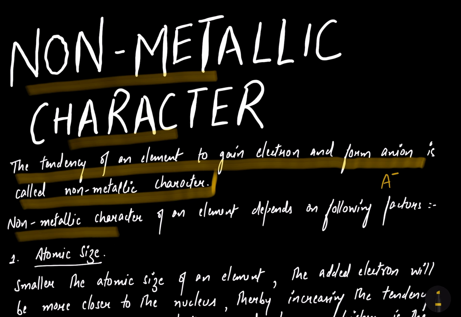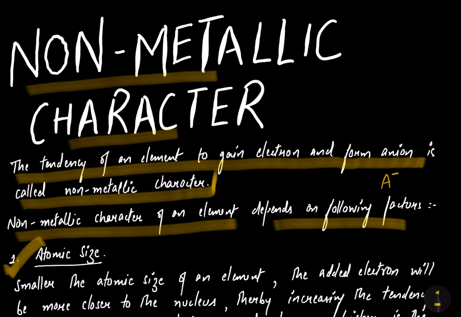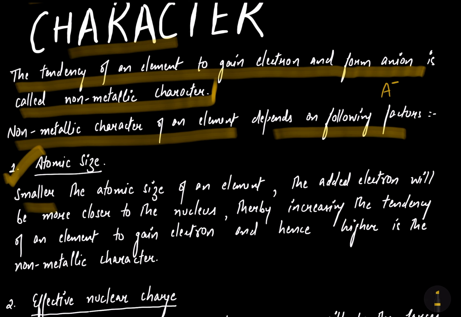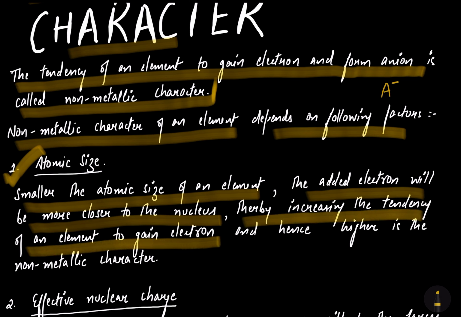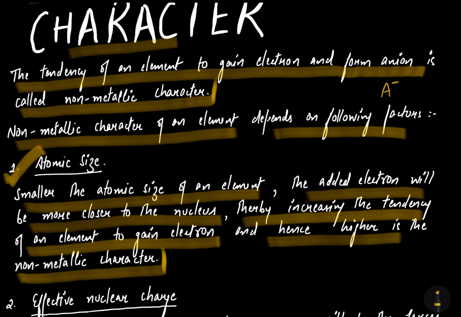Now, the non-metallic character of an element depends upon the following factors. Again, the very first one is atomic size. Now, smaller the atomic size of an element, the added electron will be more closer to the nucleus, thereby increasing the tendency of an element to gain electron. That's why there will be the increased tendency of an element to gain electron. So hence higher is the non-metallic character, because it gains electron very readily, as the added electron will be more closer to the nucleus.